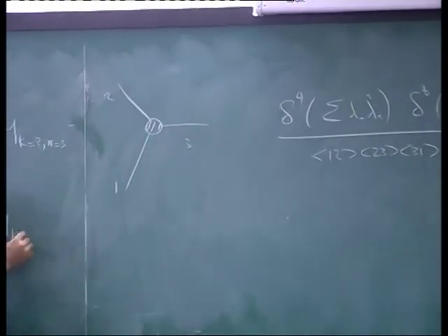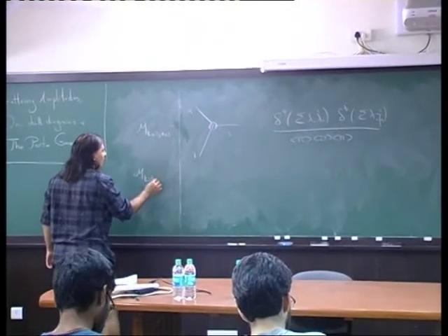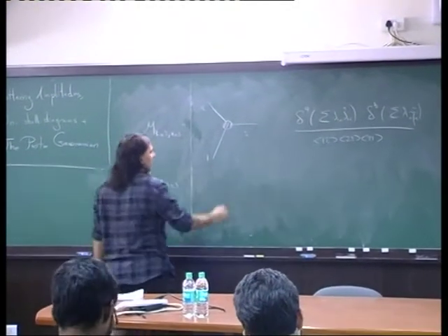But we also had one with 2 positive and 1 negative helicity gluon. That would be k equals 1, n equals 3. Okay.